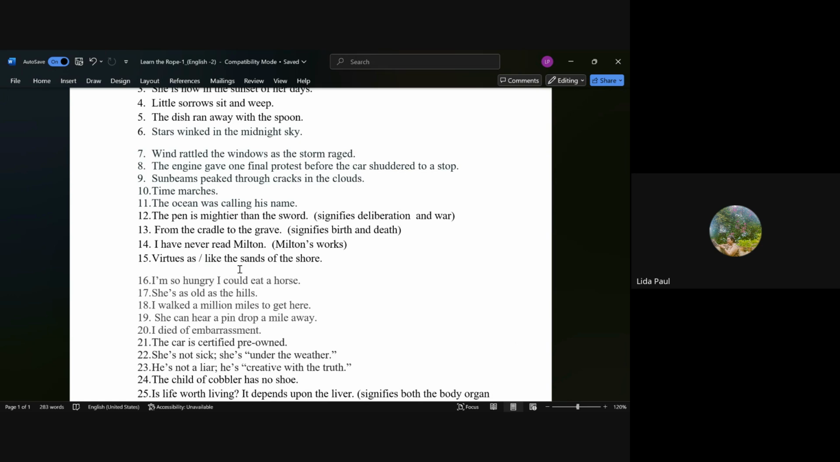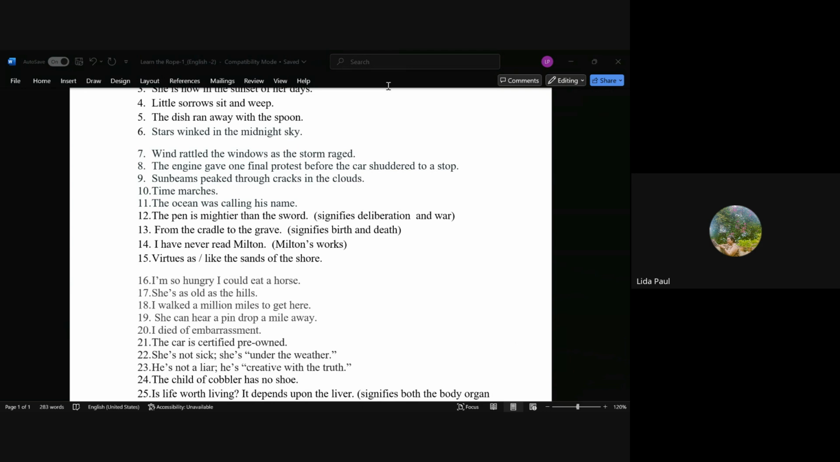Next is: I'm so hungry I could eat a horse. Okay, here comes something that you were talking about in the beginning of the session. This is a hyperbole. Exaggeration. I am so hungry I could eat a horse. This is a case of hyperbole.